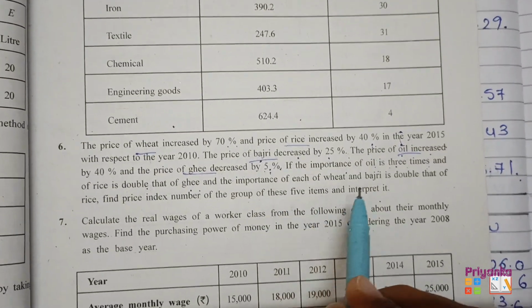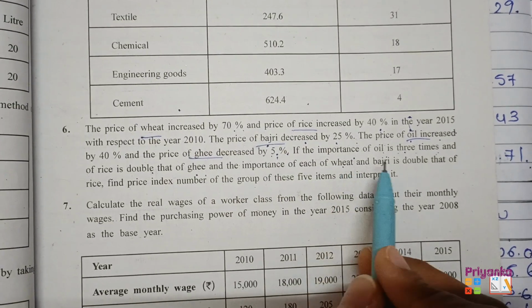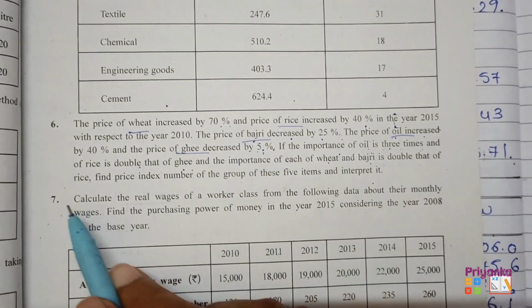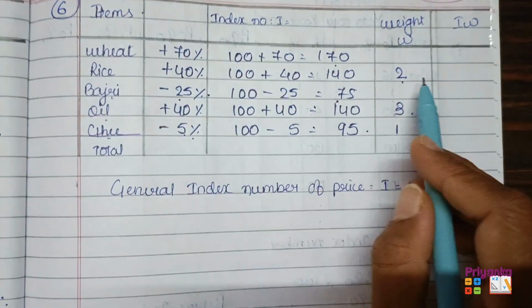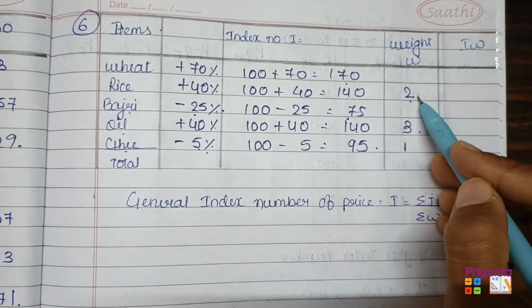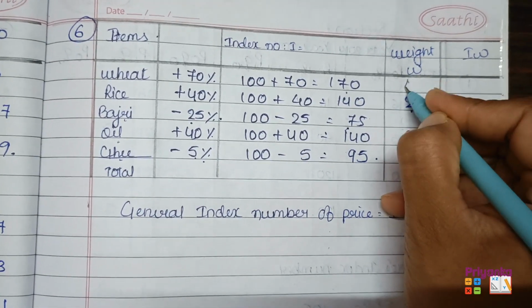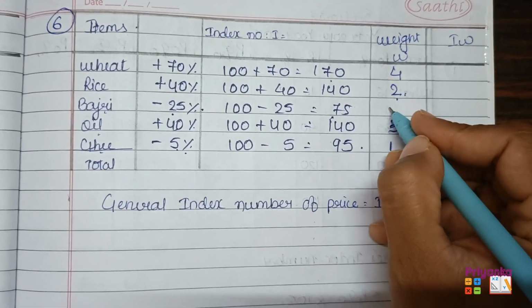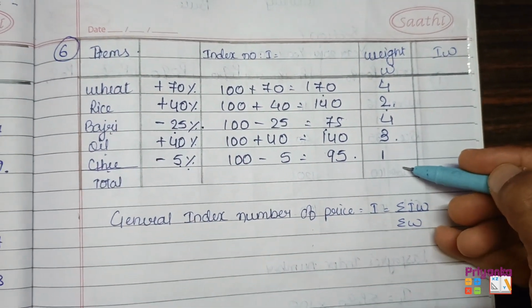Next, the importance of each of wheat and bajri is double that of rice. First check what is the value of rice. The importance of rice is 2, and if I double 2 it would be 4. 2 का double 4 हो जाएगा, right? तो wheat में 4 and bajri we have to make it 4. So this is how you have to find out the weight.